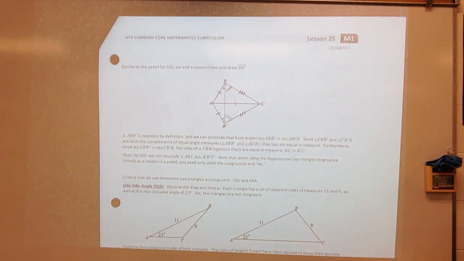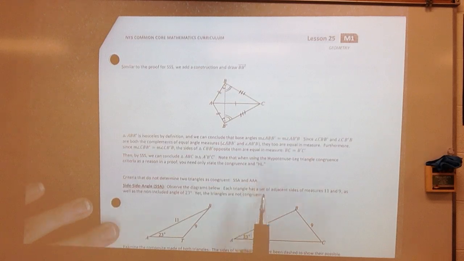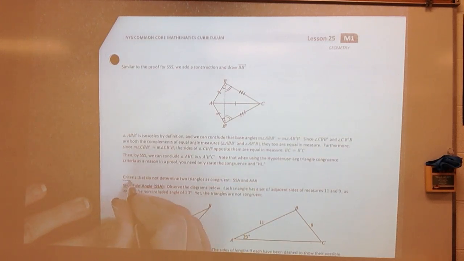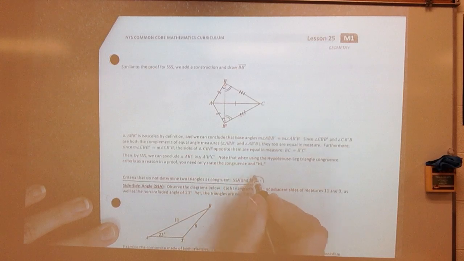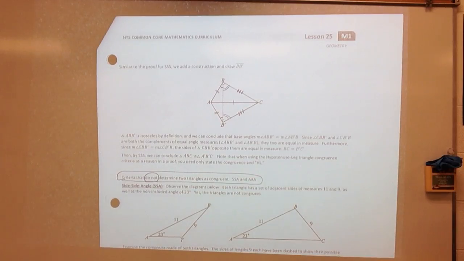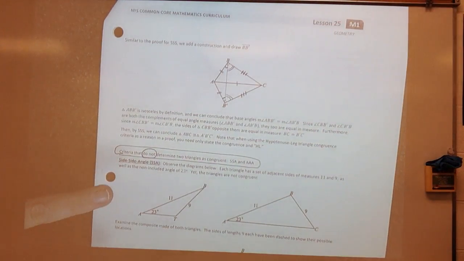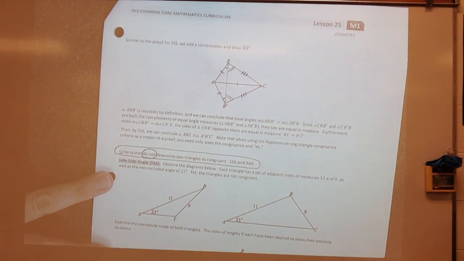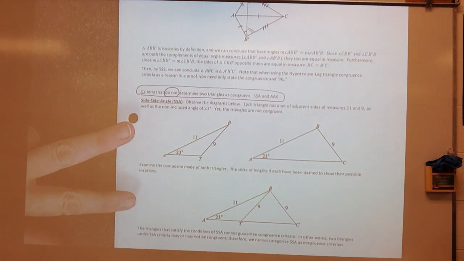Criteria that do not determine two triangles are congruent are side-side-angle and angle-angle-angle. These do not, guys, make sure you understand this. They do not determine. Alright, so we've added another one to our list here. These two do not. And let's look at why.